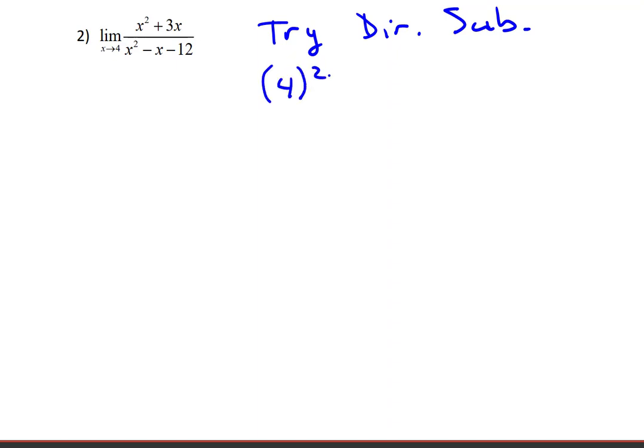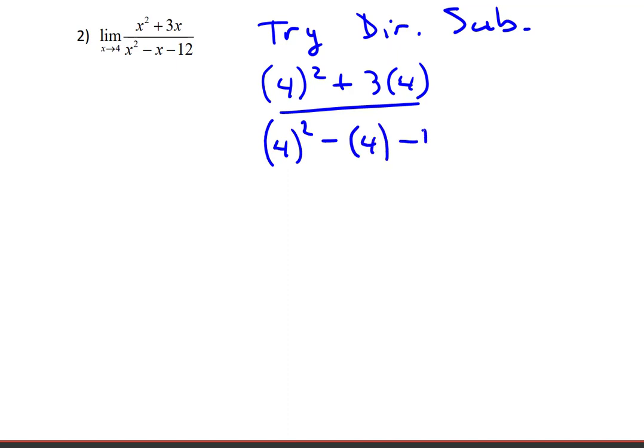Well, that would give us 4 squared plus 3 times 4 in the numerator. And then down below, we have 4 squared minus 4 minus 12. Okay, if we try to simplify this, the numerator, that's 16 plus 12, so 28. And in the denominator, we have 16 minus 4, which is 12, minus 12, which is 0. Uh-oh. Okay, so 28 over 0 is the result of our direct substitution. But if you look back at our outline, that means we have to do a little more work. We can't call that an answer. Well, we can get a hint to the answer, but it's not quite finished yet.